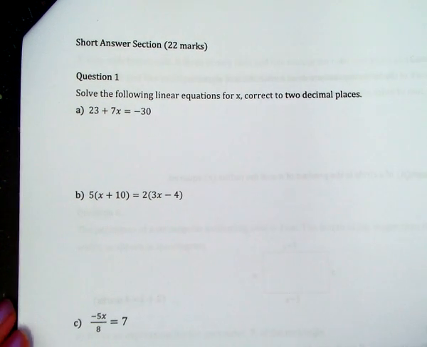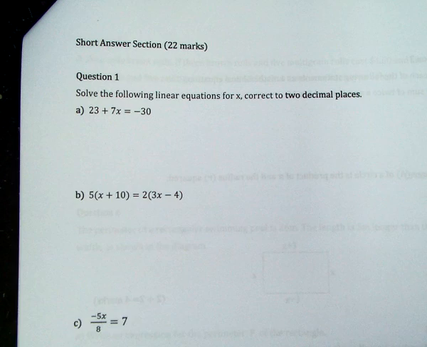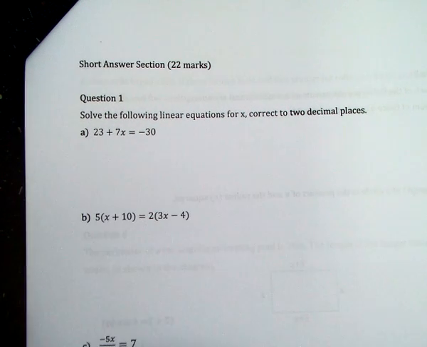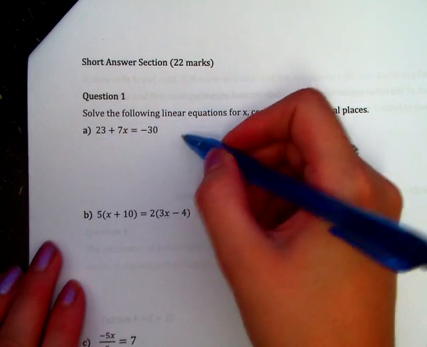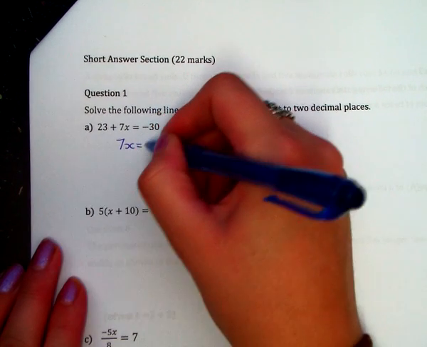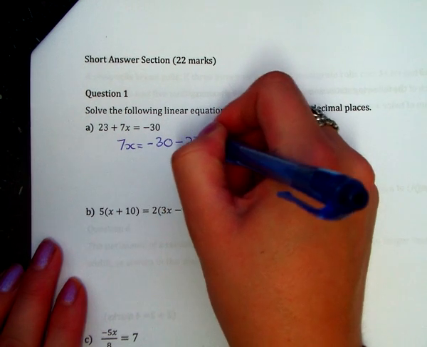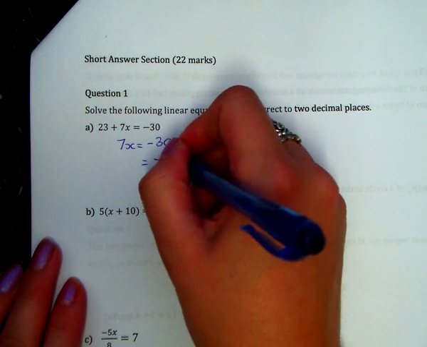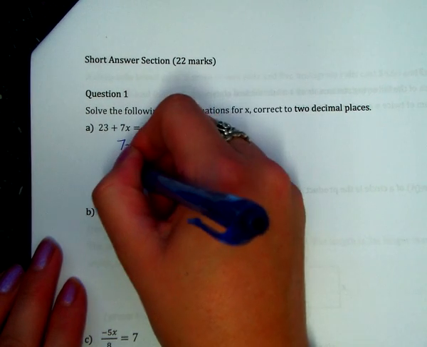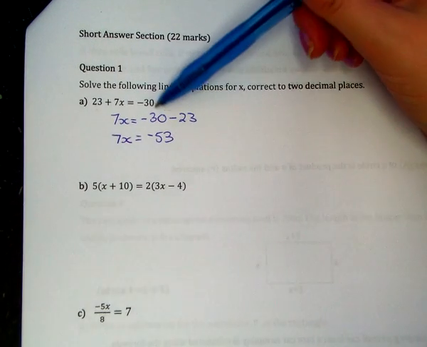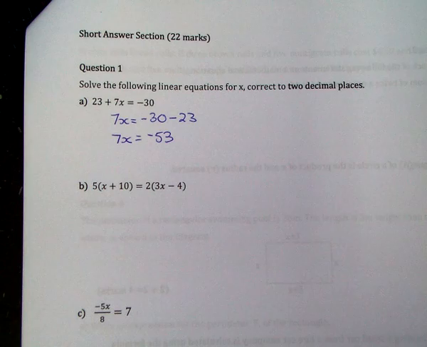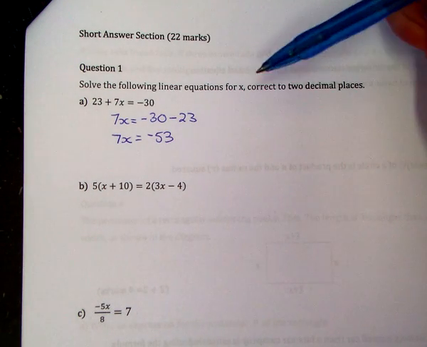Question 1 says, solve the following linear equations for x correct to 2 decimal places. If we look at question A, we've got 23 plus 7x equals -30. We need to subtract 23 from both sides. So 7x equals -30 minus 23, which will give us 7x equals -53. A common error made by students was not taking note of the negatives and simply adding 23. That was a common error that occurred.